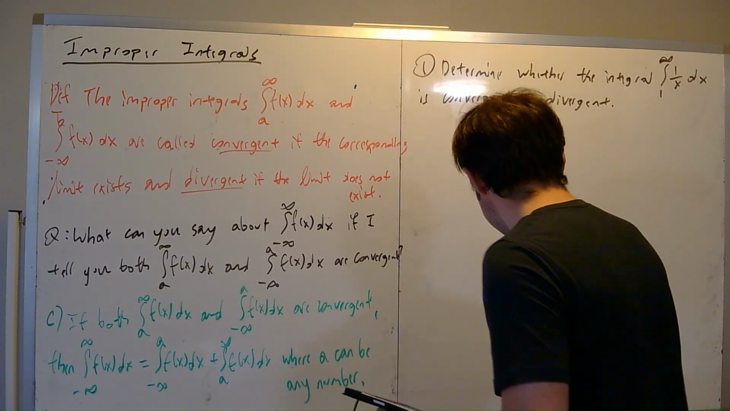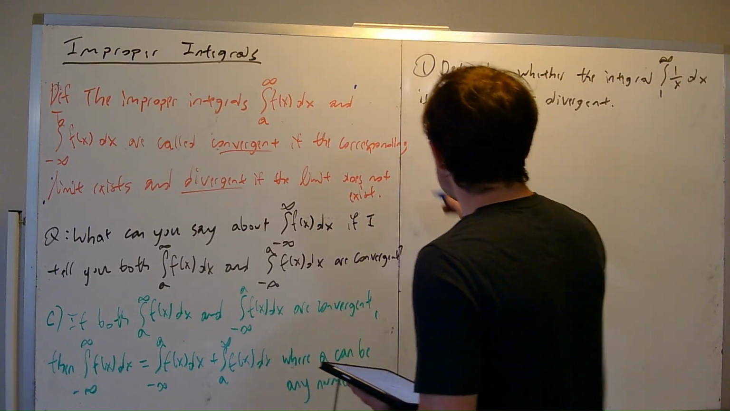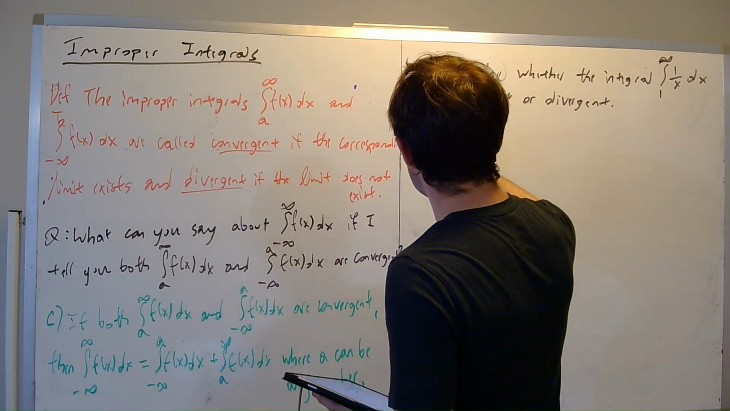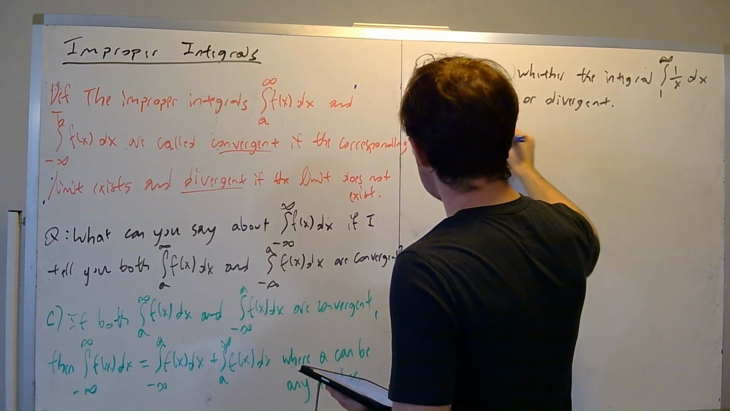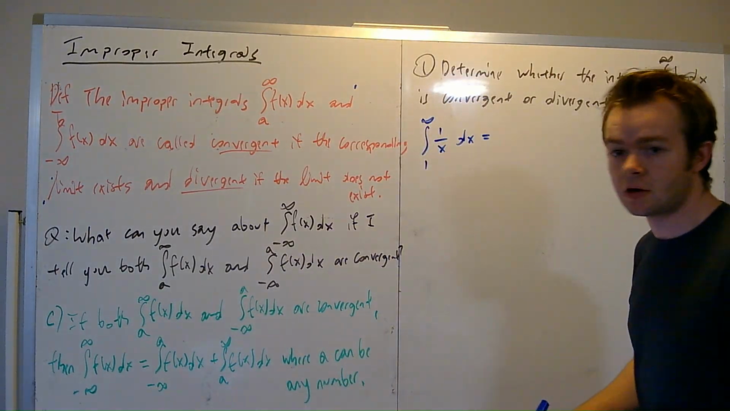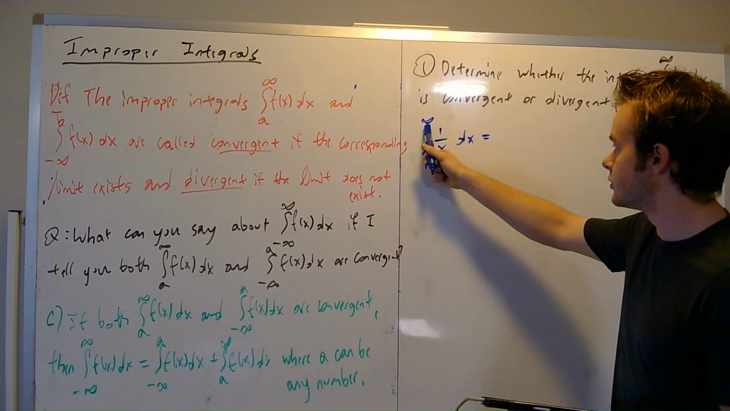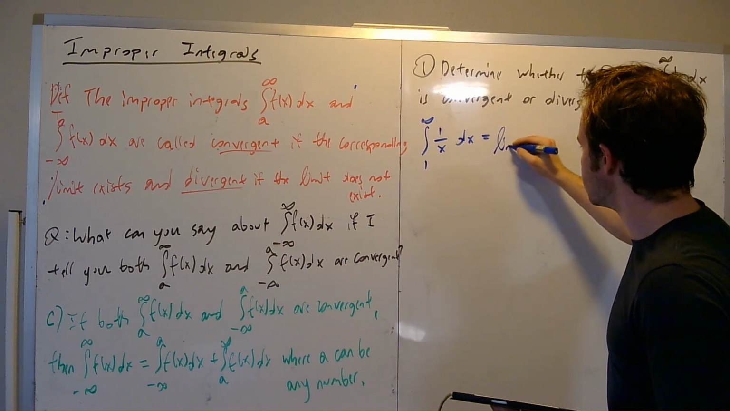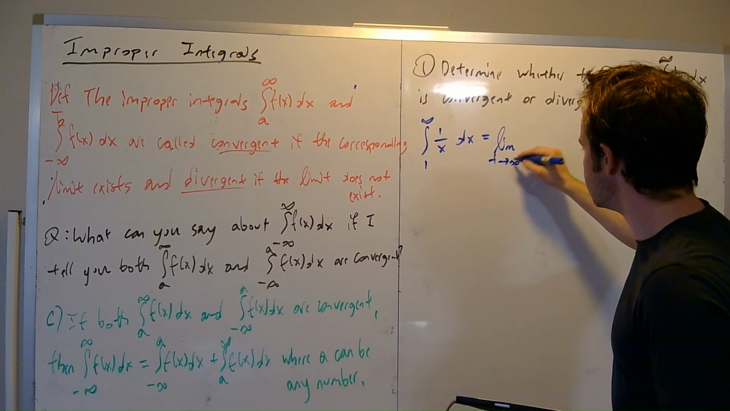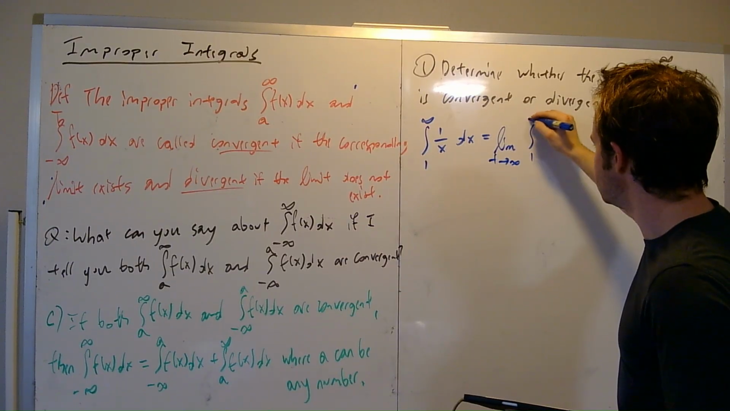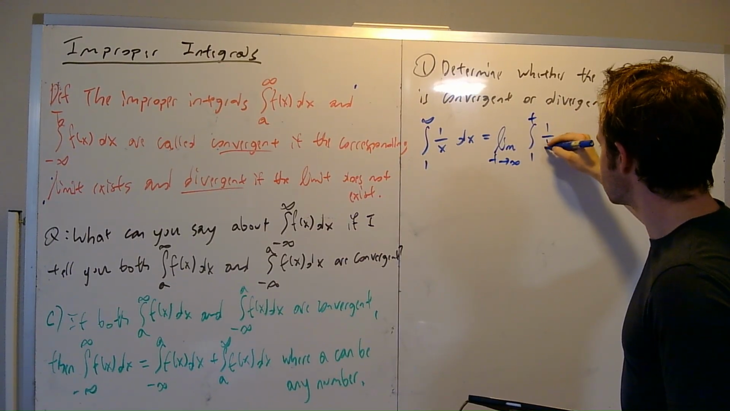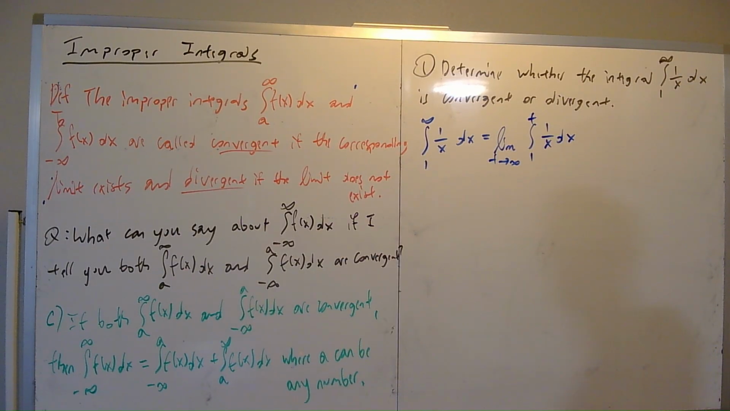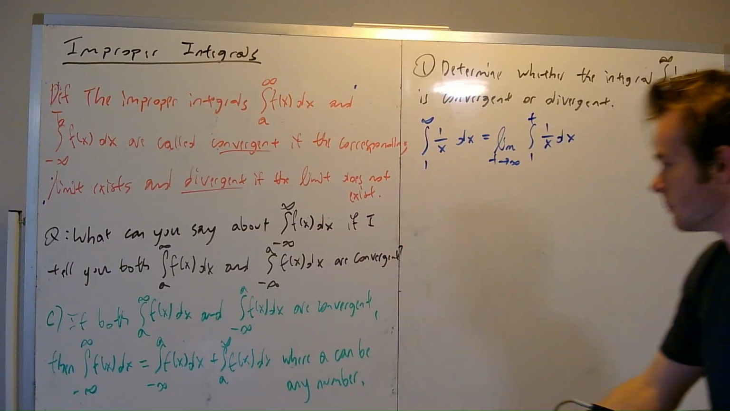Okay, so let's write down, we've got our integral from 1 to infinity of 1 over x dx. And we said our strategy for these problems is to take out this infinity sign and replace it with a t. So we're going to rewrite this as the limit as t goes to infinity of the integral from 1 to t of 1 over x dx. Right, so that's our strategy. That's what we said we would do for these problems.